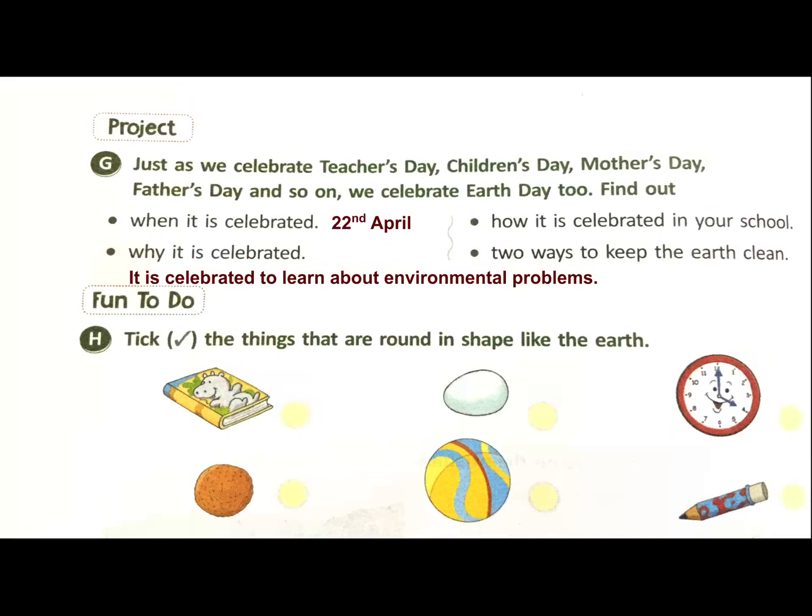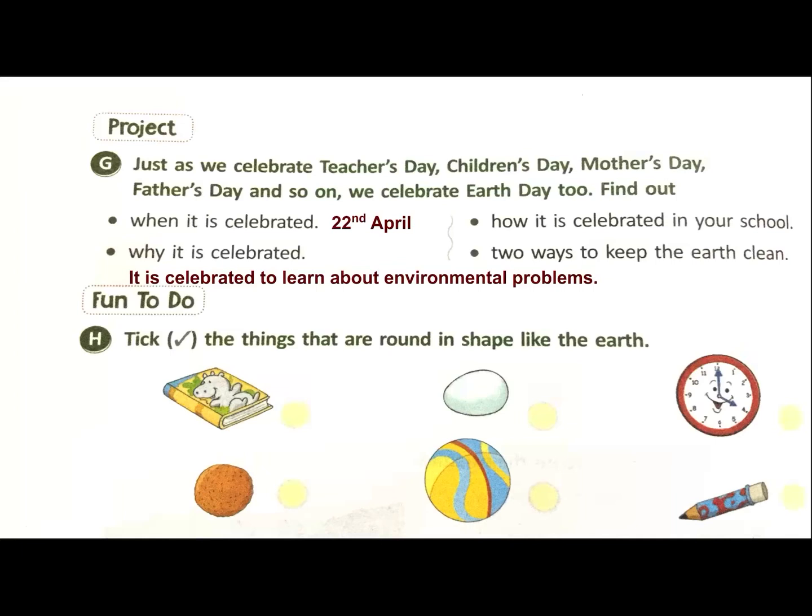Now 2 ways to keep the earth clean. How can we keep the earth clean? First is that we should not use plastic bags, we should use paper bags. Then if we have to go to a short distance, we should use a bicycle and we should not use the vehicles. Now next question, tick the things that are round in shape like the earth.